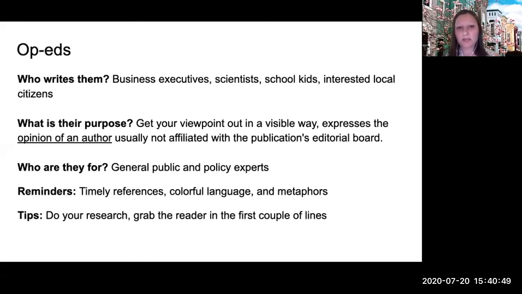So as you might imagine, this is a little broader than memos, and so they can be written by business executives, scientists, school kids, local citizens, etc. It's because they can be published in a lot of different avenues. And they're very helpful for getting your point of view out in a visible way. So this is something that you can practice on, and is a helpful skill to have when you're starting out in policy.